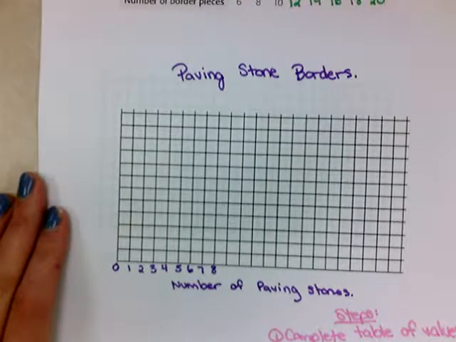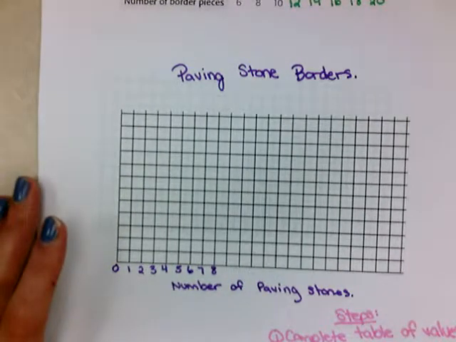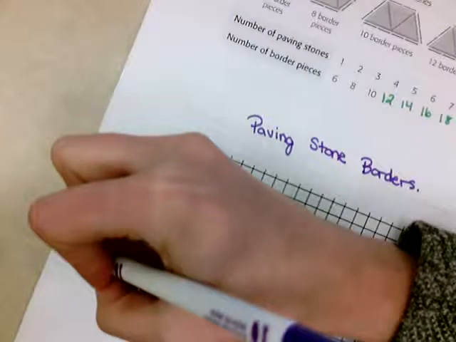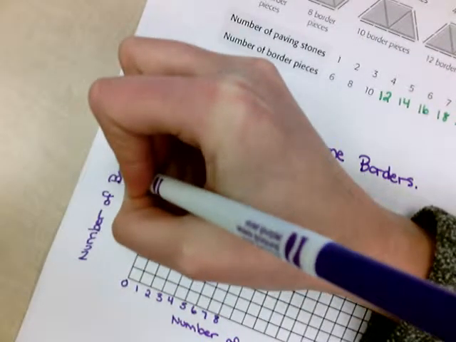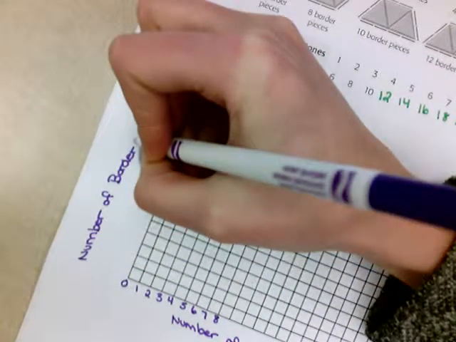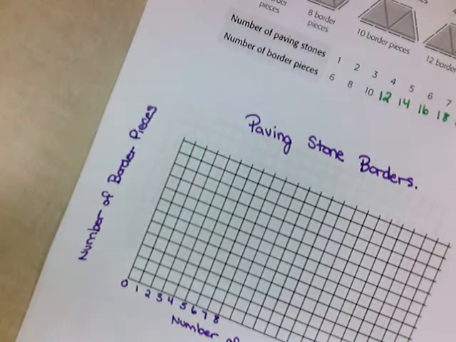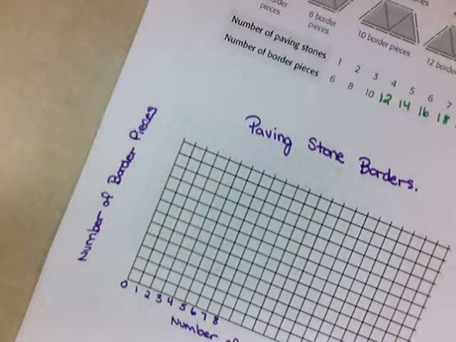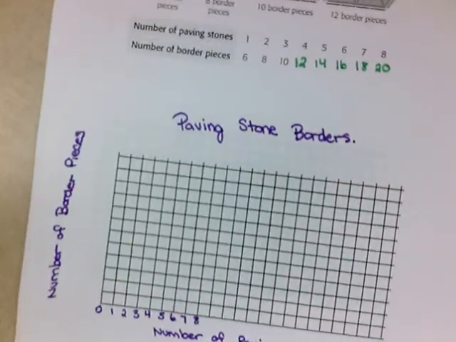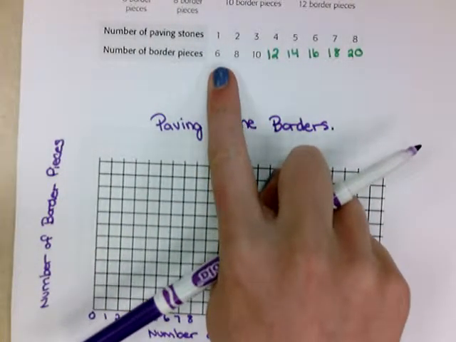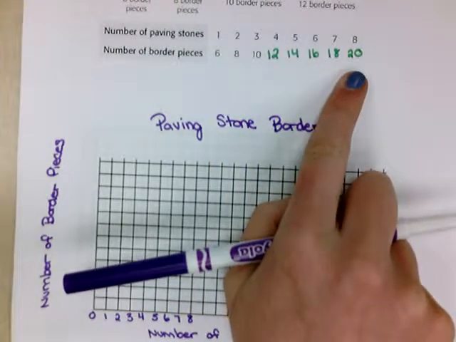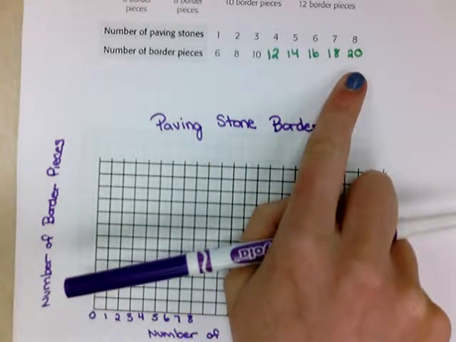Then the y-axis, we're going to do the other part of the table, so number of border pieces. So if we look back at our table again, our border pieces start at 6 and they go up by 2s. So with that in mind, we should be able to go up by 2s here.